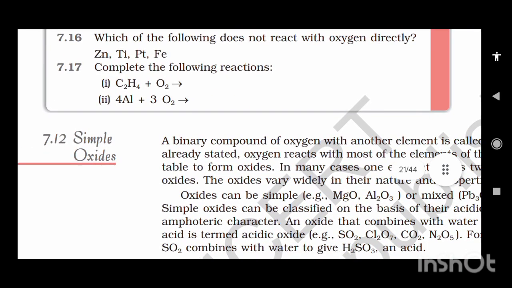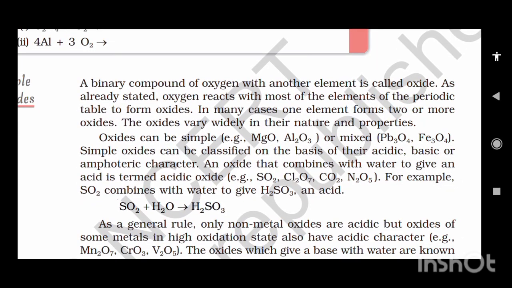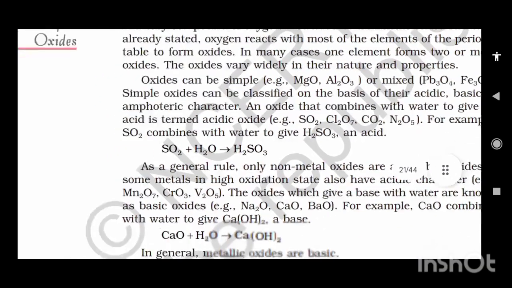Simple oxides. A binary compound of oxygen with another element is called an oxide. As already stated, oxygen reacts with most of the elements of the periodic table to form oxides. In many cases, one element forms two or more oxides. The oxides vary widely in their nature and properties. Oxides can be simple or mixed. Simple oxides can be classified on the basis of their acidic, basic, or amphoteric character. An oxide that combines with water to give an acid is termed an acidic oxide. For example, SO2 combines with water to give H2SO3, an acid.